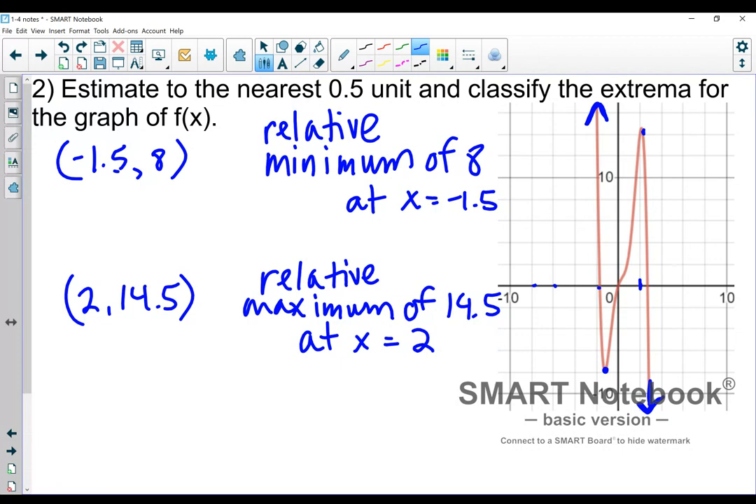So last thing I notice here is that I do have this point in the middle where I'm changing direction. So I have a point of inflection, and my point of inflection is at 0, 0.